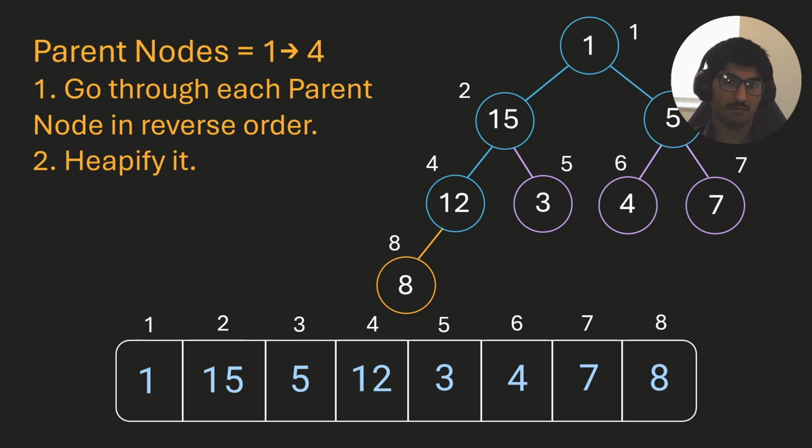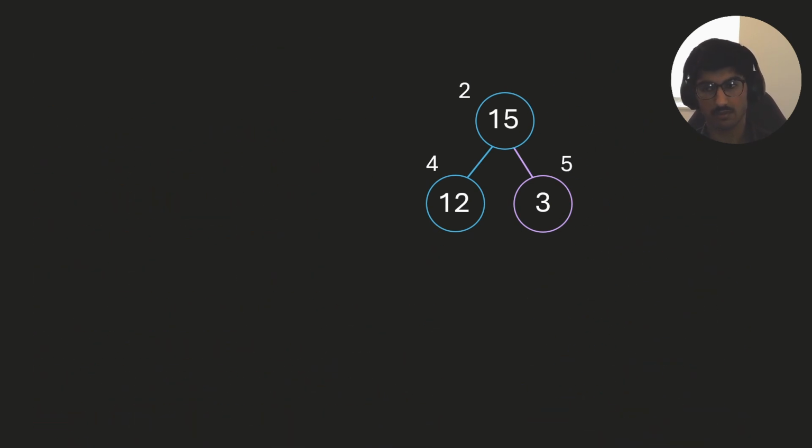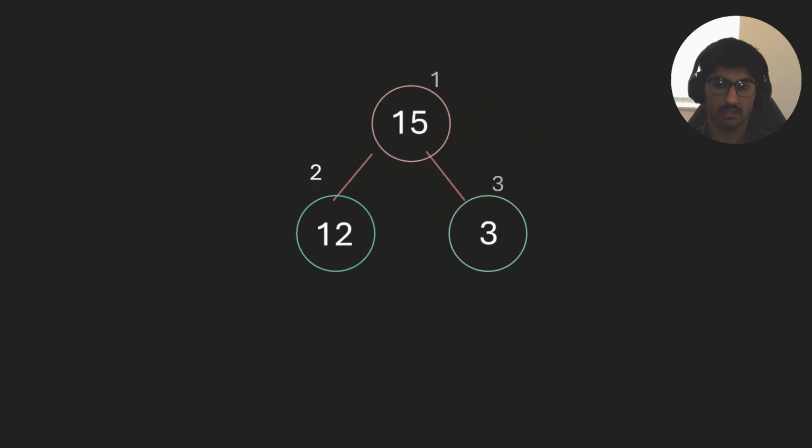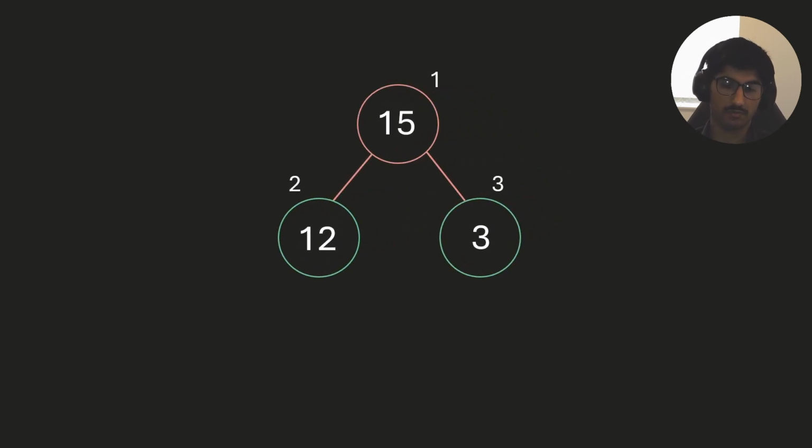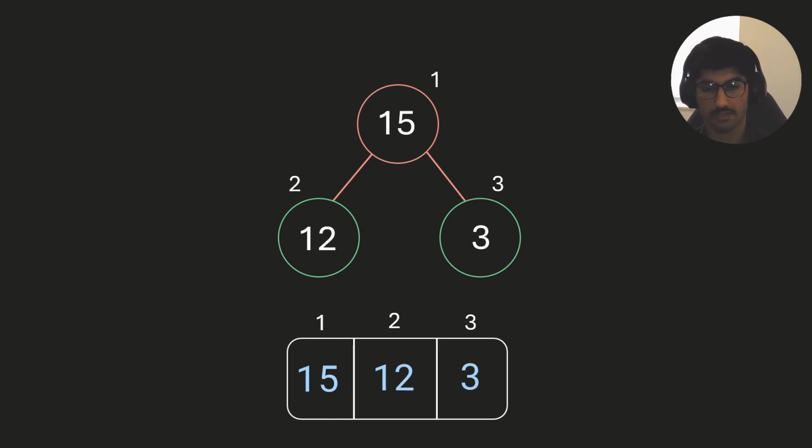Now, what does heapify mean, you might be asking. Well, heapify is a simple process we can use to change the order of these nodes in order to get them to fit a certain property. So let's say I want to calculate a min-heap, right? And I've got this subtree right here, 15, 12, and 3. I give them indexes 1, 2, and 3, right? So I've got an array here.